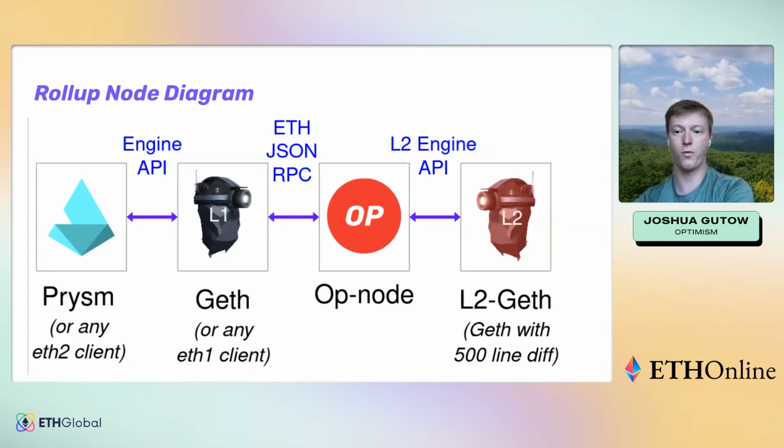And then the OP-Geth, or L2-Geth, is a small diff on top of Geth. It's actually a little larger than 500 lines right now, but not much more. That makes it a lot easier to work with and keep OP-Geth up to date with upstream, so we can bring in a lot of those improvements much faster than if we had made a lot more modifications. And so this is a single node.